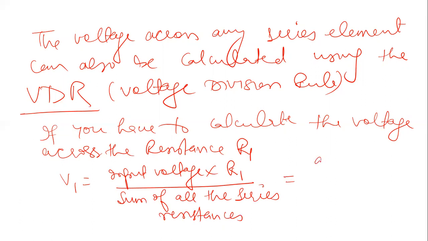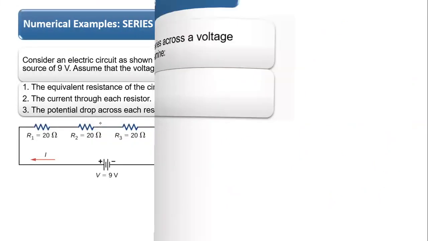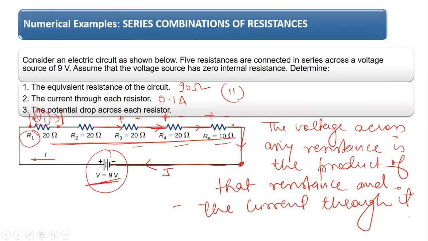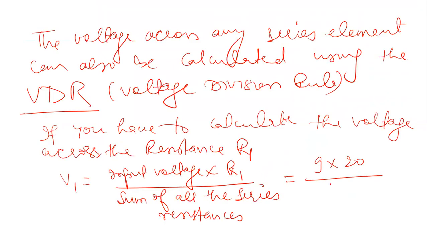So it is equal to 9 into 20 divided by the sum of all the series resistances, which is 20, 20, 20, 20, 10, 90 ohm. So it is 90 ohm. So V1 is equal to 2 volt. Okay, in this way we can calculate the voltage across any series element using the voltage division rule also, right?